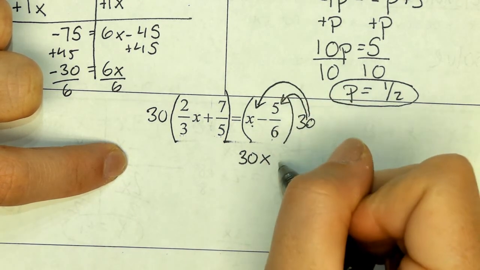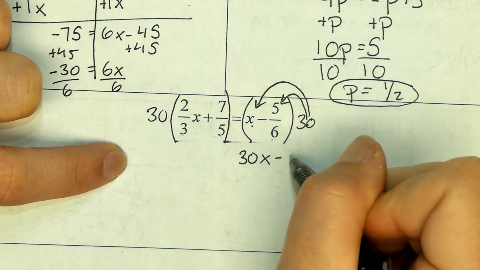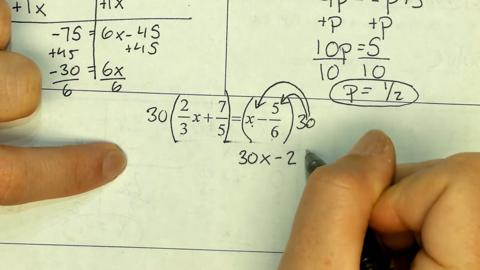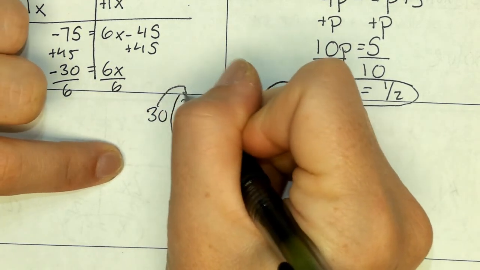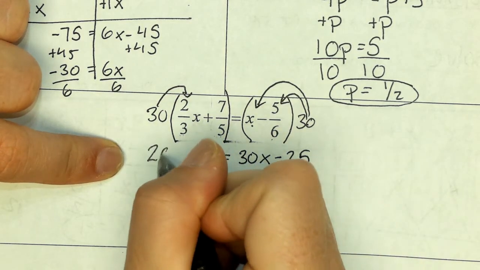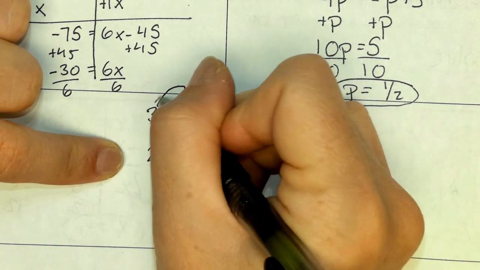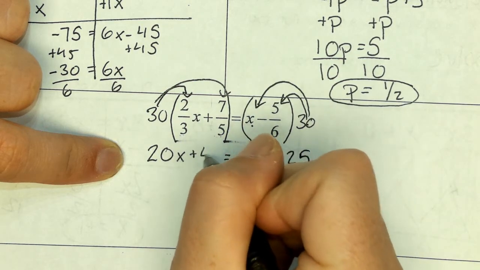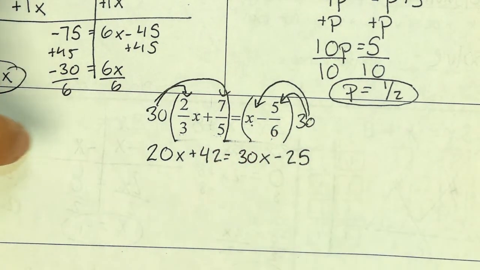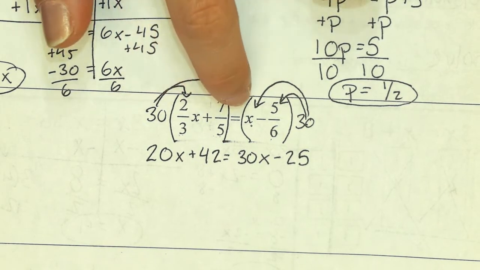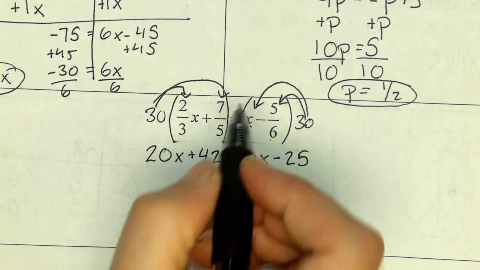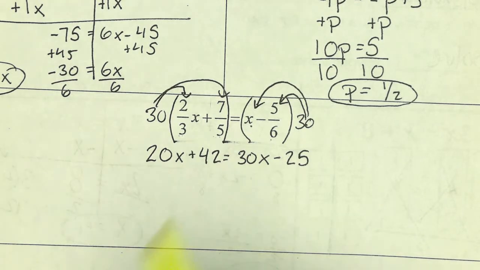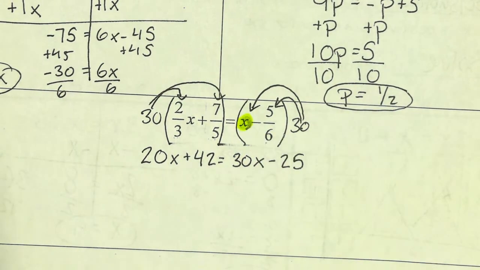30 times negative 5/6 is negative 25. And then on this side, 30 times 2/3 is 20 times x. And 30 times 7/5 is 42. So, don't forget you're multiplying every single term, not just the terms that have fractions in them. Don't forget about this x right here. This is the part everyone forgets. Don't make that mistake.